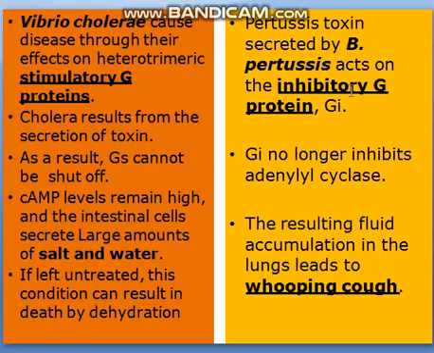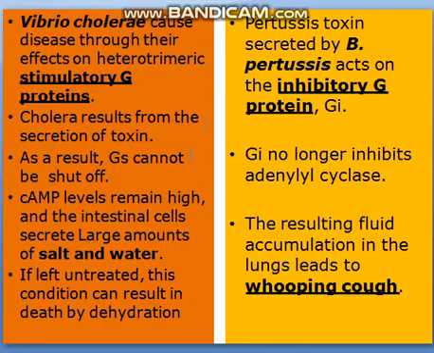Okay, another example is the pertussis toxin. This is a toxin secreted by a pathogen, and its effect is on the Gi protein. Gi no longer inhibits adenylyl cyclase. As I told you, Gi is to stop certain reactions. Gi is going to inhibit certain reactions already going on in the cell. So if this toxin binds with Gi, it no longer inhibits adenylyl cyclase. What will happen? The resulting fluid will accumulate in the lungs, and that will lead to whooping cough.